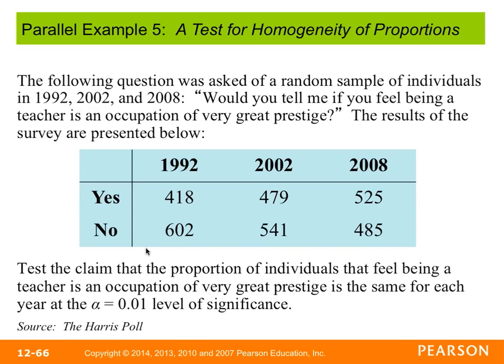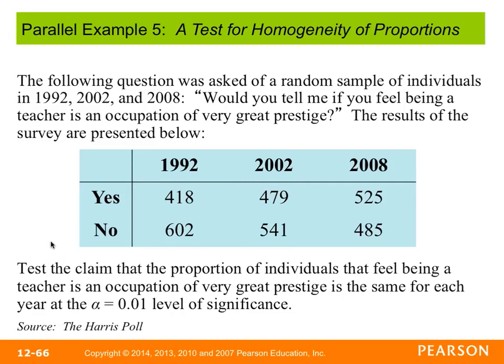So let's look at this example here. The following question was asked of a random sample of individuals in 1992, 2002, and 2008. It says, would you tell me if you feel being a teacher is an occupation of very great prestige? The results of the survey are presented below. So, for example, in 1992, 418 answered yes, 602 answered no, and then the results are given for 2002 and 2008 as well.